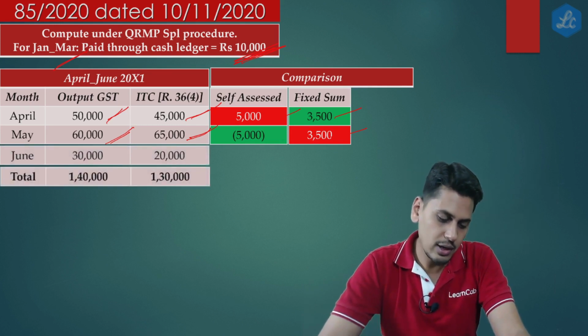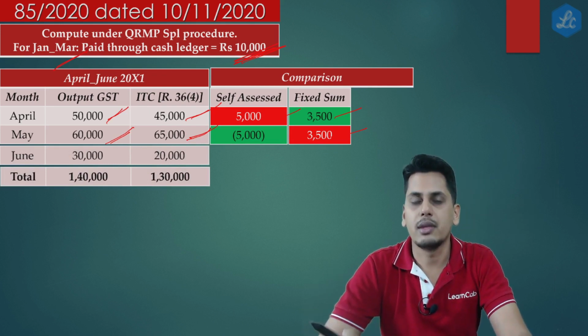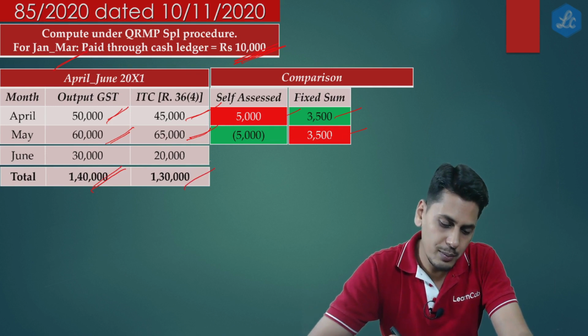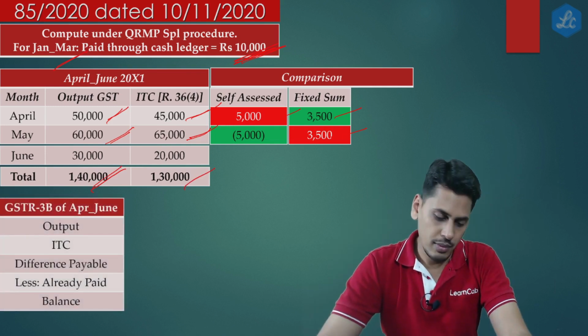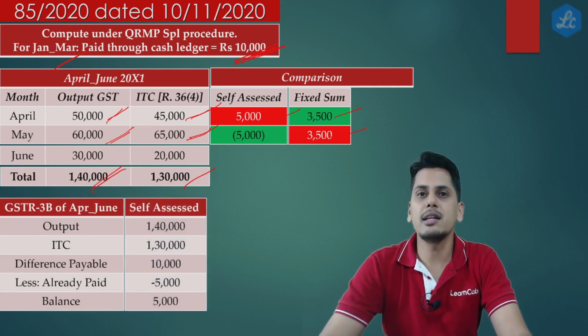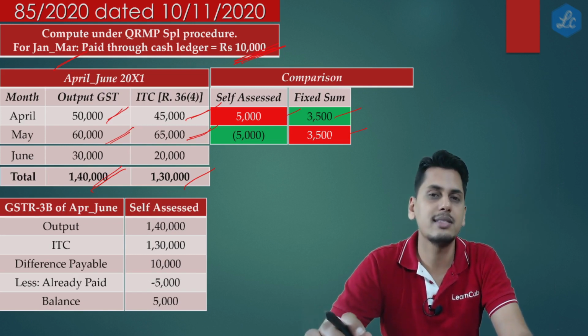Now friends, the data of June is available. For June, output is 30, input tax is 20. I have total data for the quarter. Output is 140, input tax is 130. Now friends, GSTR 3B for the quarter April to June. Had I been under self-assessment, 140 is output, input tax is 130, difference payable is 10,000.